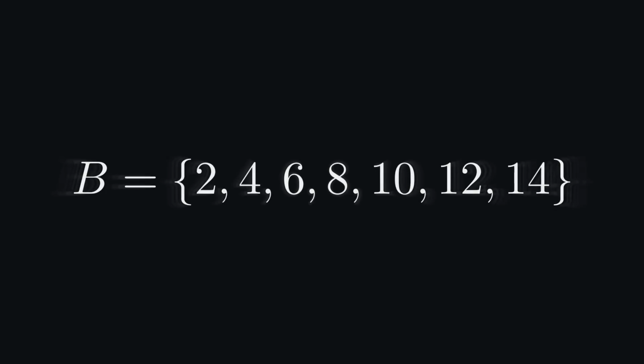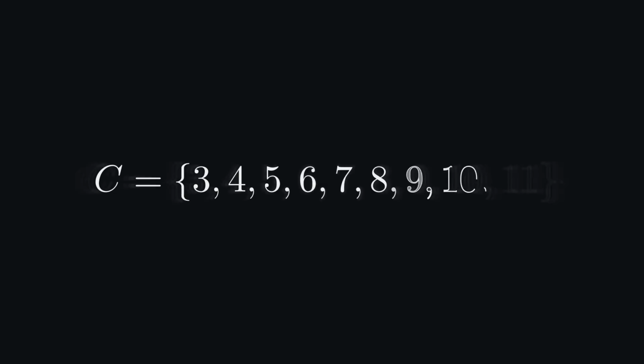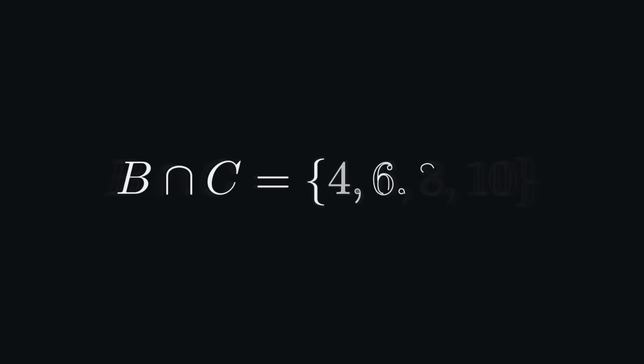Next, let's highlight the intersection of B and C. Set B consists of even numbers. Set C includes integers from 3 to 11. The common even numbers are 4, 6, 8, and 10. So the intersection B ∩ C gives us 4, 6, 8, and 10.